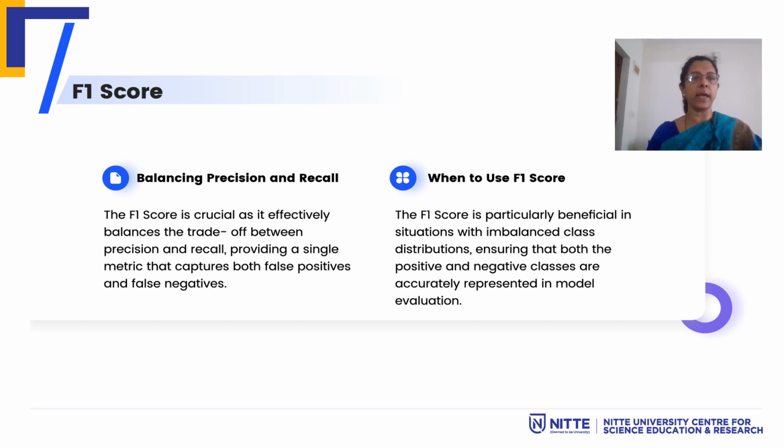There is another way of measuring, that is the F1 score, and it balances precision and recall. The F1 score is also crucial as it effectively balances the trade-off between precision and recall, providing a single metric that captures both false positives and false negatives. When do we use the F1 score? The F1 score is particularly beneficial in situations with imbalanced class distribution, ensuring that both the positive and negative classes are accurately represented in model evaluations.